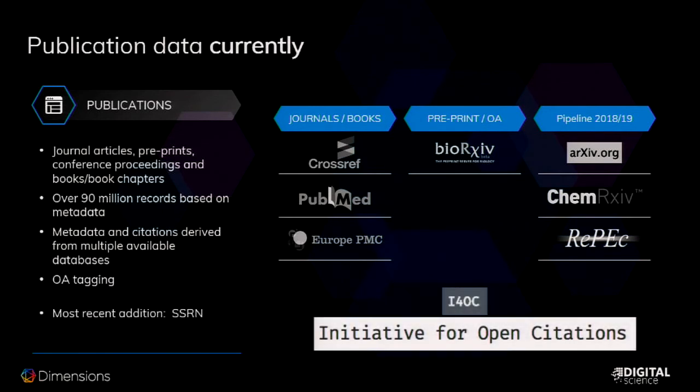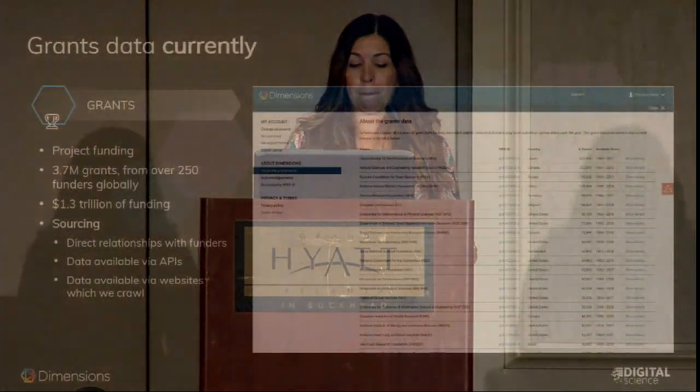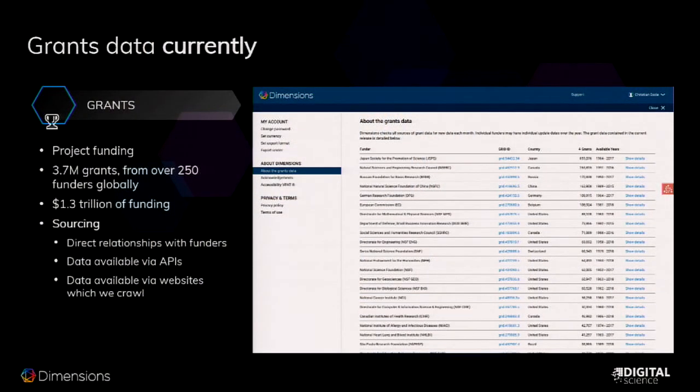And we work with the Initiative for Open Citations. Again, it's very important to us that we make citation data freely available, not least for the researchers to have the citation data, but because we want the community to be able to develop additional metrics based on this free information.